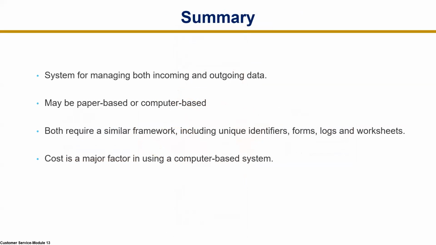So to summarize, a lab information system is a system for managing both incoming and outgoing data. So we're not only talking about the results and what happens in between, but also the information that we get through the requisition form is part of it. And it could be, as we discussed, paper-based or computer-based, and both require a similar framework. The principle is the same. And cost is a major factor in using a computer-based system.